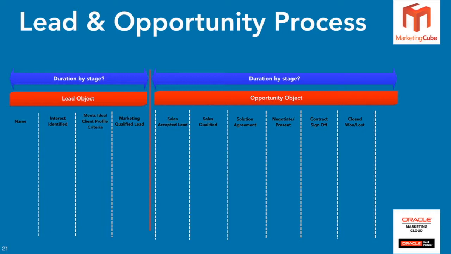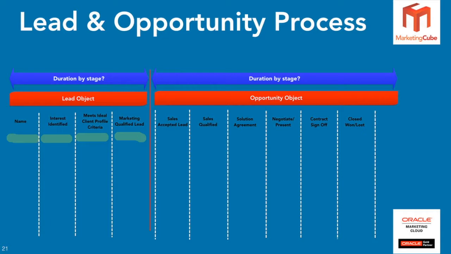Now, the other thing that we need to factor in here sometimes is duration and time. So how long does it take typically to move from simply a name to interests identified, to meeting the ideal client profile, to in turn then becoming a marketing qualified lead? It could be that this first step takes 3 or 4 months. The interests identified might take 2 months on average, etc. Meeting the ideal client profile could take another 3 months. It really could depend on your business.